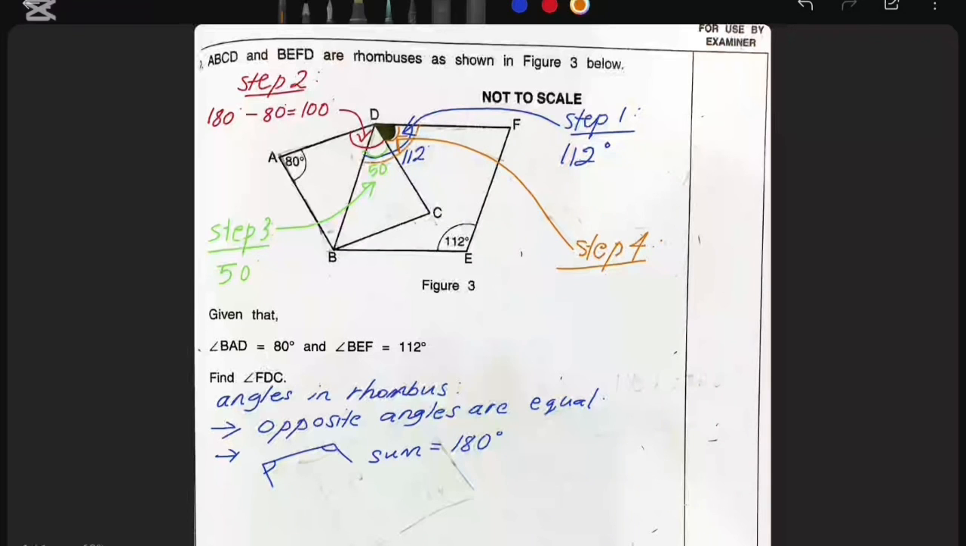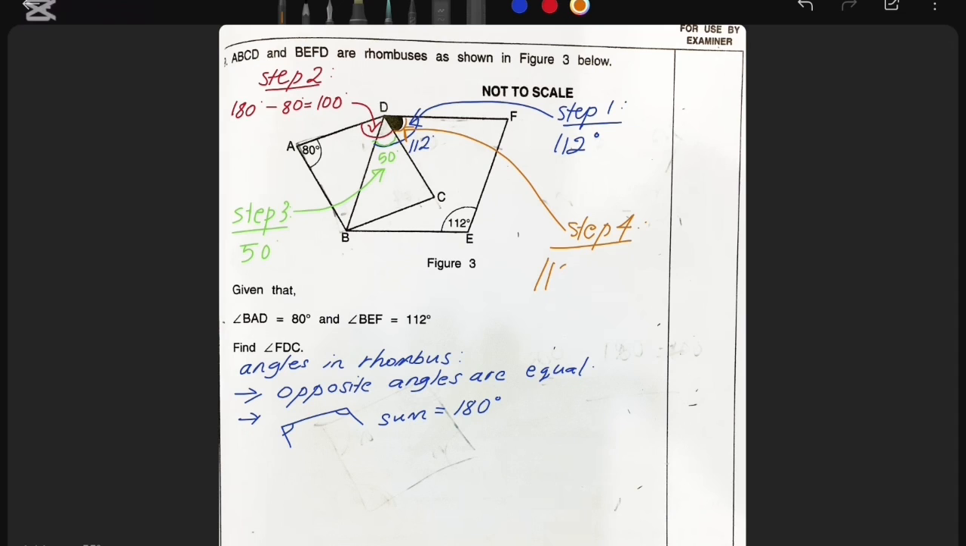Since the whole thing is 112 degrees and this part is 50 degrees, we can just take away 50 degrees from the 112 degrees. So to find angle FDC, 112 degrees minus 50 degrees is equal to 62 degrees. So angle FDC is equal to 62 degrees.